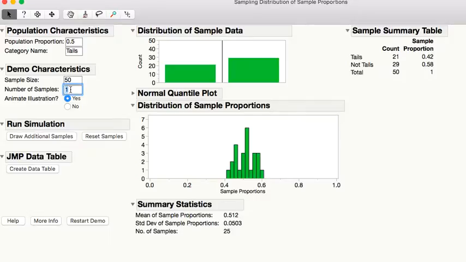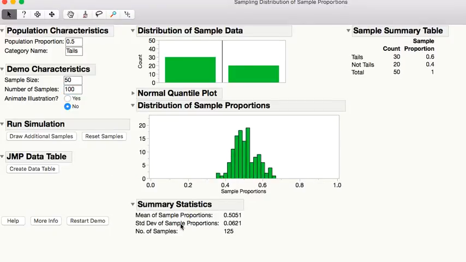So I could tell it to do, say, 100 at a time. I'm going to take animation off, because if I animate it, you have to go through each one. So I'm going to take that off so that it just does them all right away. Notice right now we're at 25. I'm going to press this button, and now I'm at 125. And notice the mean. This here is the 60%. That was my last sample. The 100th sample was at 60%. I don't see all the other ones. The mean is getting closer and closer to 50, the true population proportion.